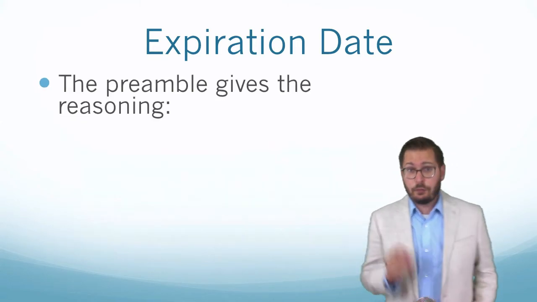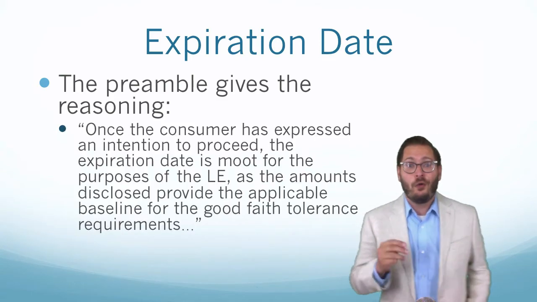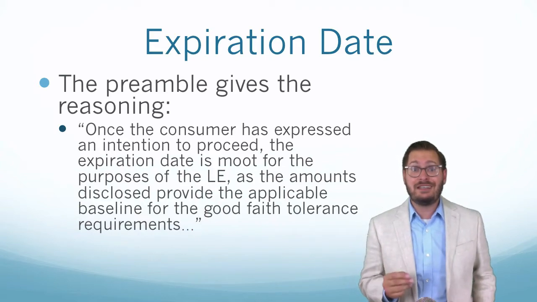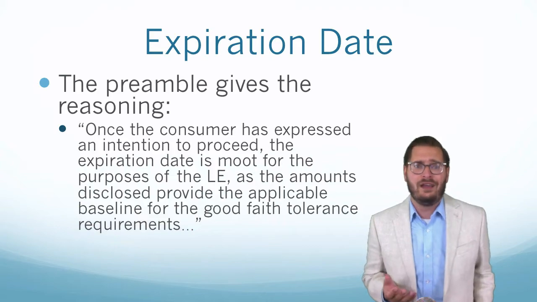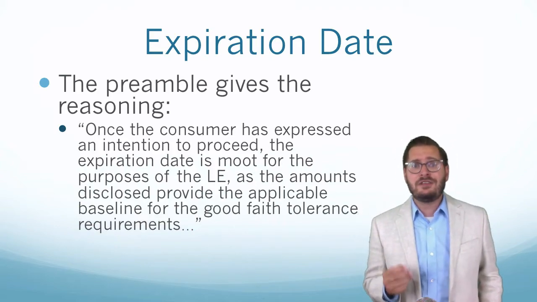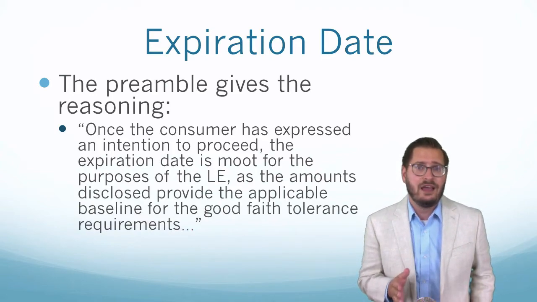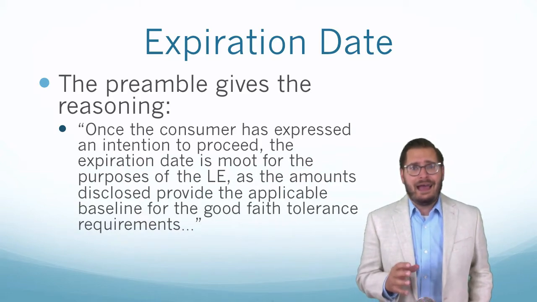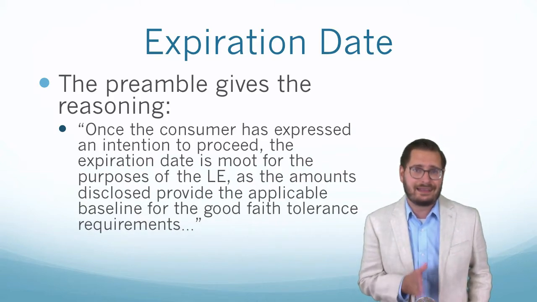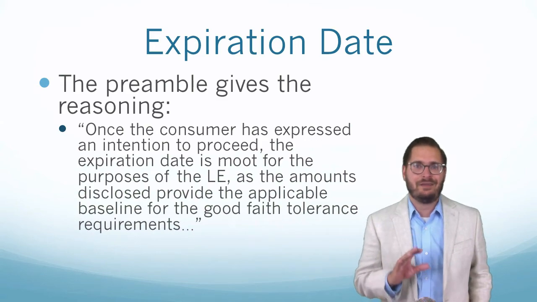Now, the preamble tells us the CFPB's reasoning on this. What they say is once the consumer has expressed an intention to proceed, the expiration date is moot. It's a moot point for the purposes of the loan estimate. And this is because the amounts disclosed provide the applicable baseline for the good faith tolerance requirements. This basically means that that date has nothing to do with being able to reset fees. Your fees are going to be locked in. So it has nothing to do. It's a moot point and just leave it blank.